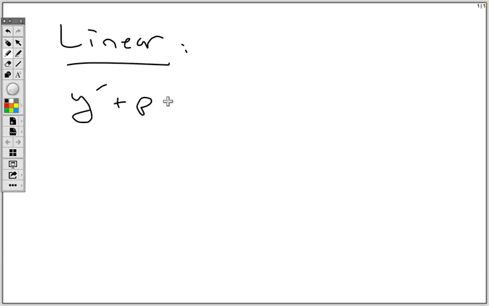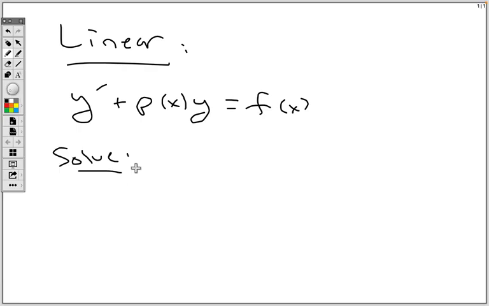But remember, linear equations, you can write them in the form y prime plus p of x y is f of x. And the way you solve these is with our integrating factor.